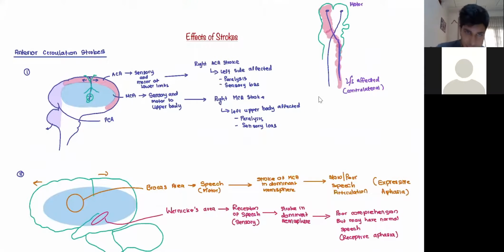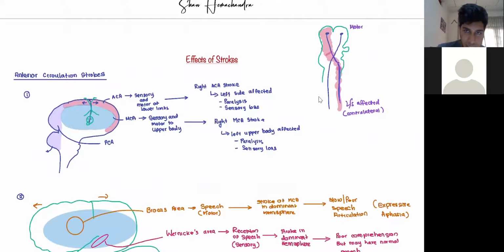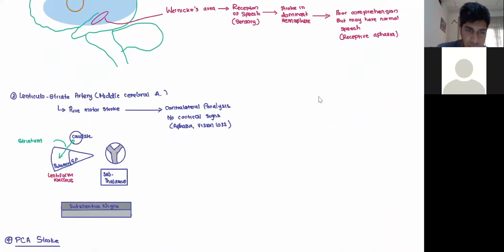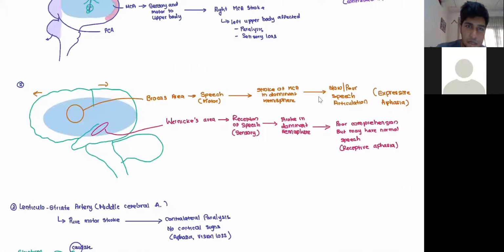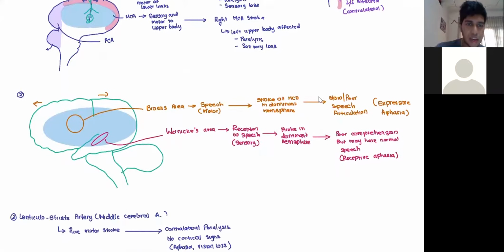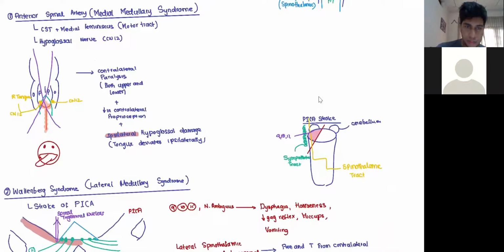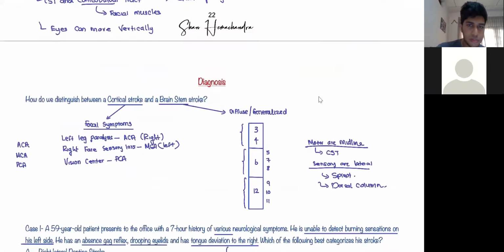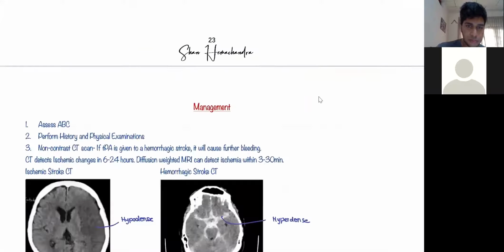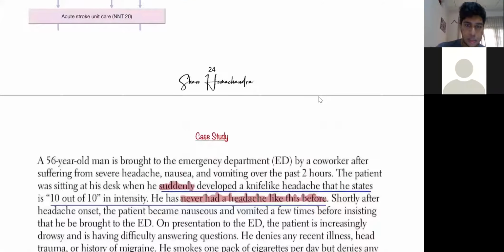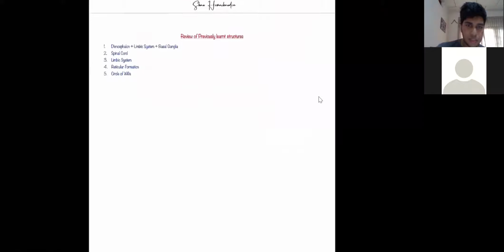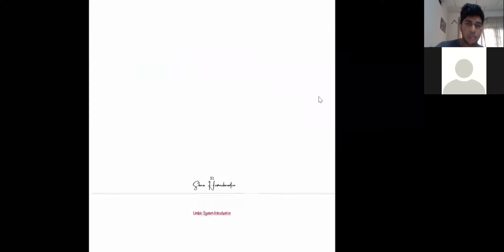Then this thing that we did, this is the biggest shortcut I can give you when you answer questions related to stroke. Wallenberg syndrome. So these cases, you can do it yourself. Now, let me start the lecture today.